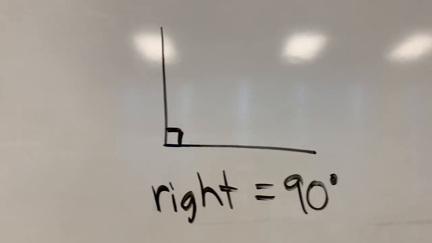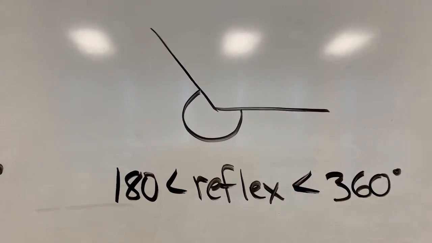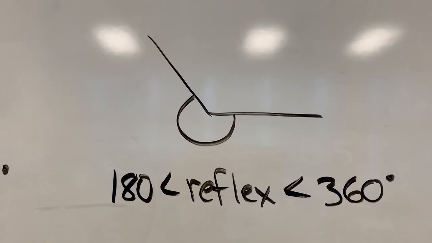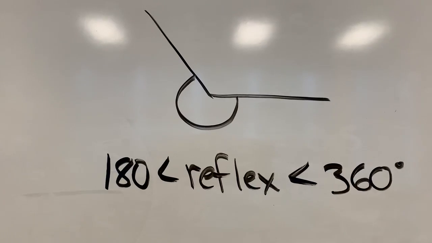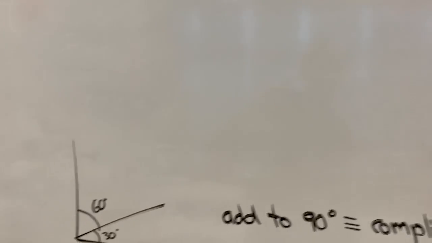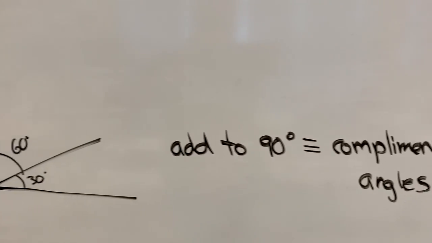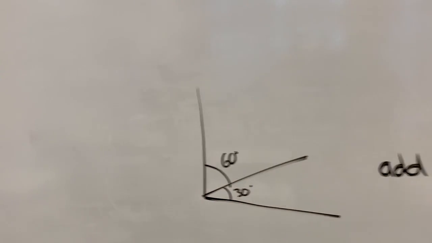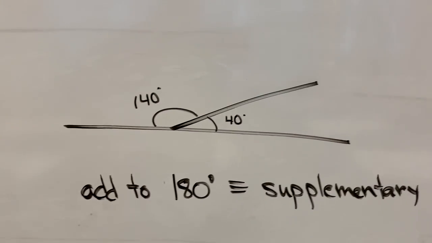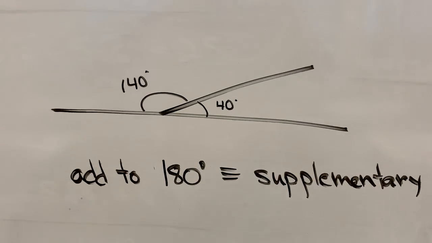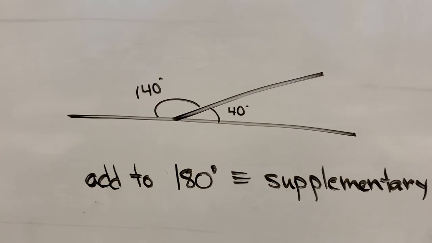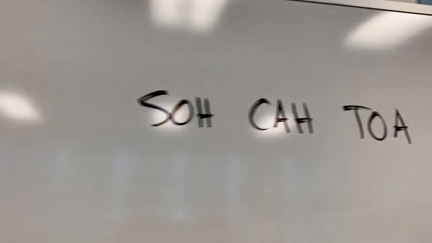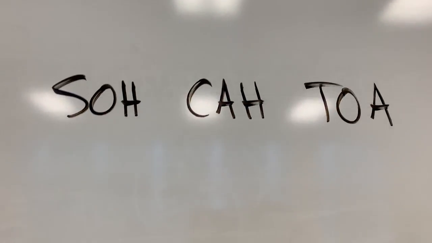And one that you may or may not have heard of before, a reflex angle, is an angle that's between 180 and 360 degrees. Remember, rotating all the way around a circle is 360 degrees. If two angles add up to 90, we call them complementary angles, but they add up to a right angle between the two of them. And if two add up to 180, add up to a straight line, we call them supplementary, but most important that that's 180 degrees.